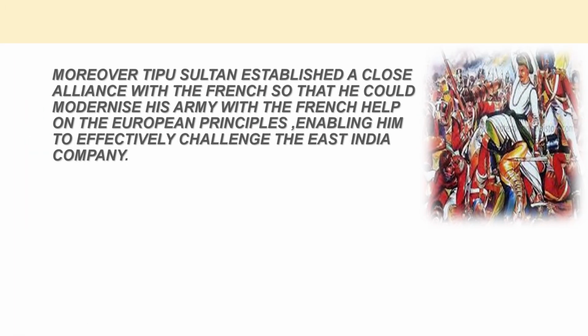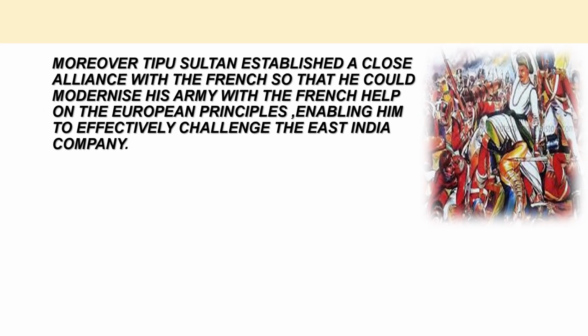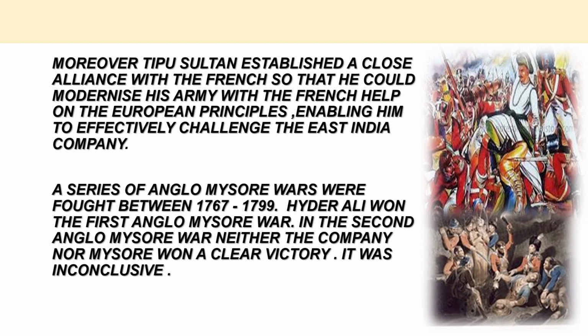Moreover, Tipu Sultan established a close alliance with the French so that he could modernize his army with the French help on the European principles, enabling him to effectively challenge the East India Company. This made the British furious and the company's officials started looking at Tipu Sultan as a threat who had to be controlled and crushed. A series of Anglo-Mysore wars were thus fought between 1767 and 1799.